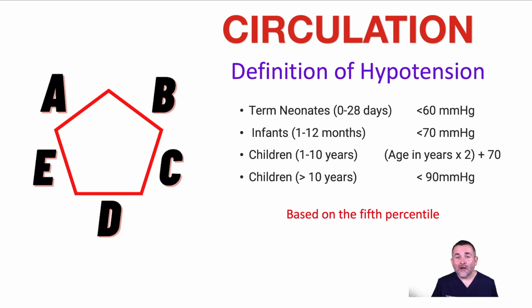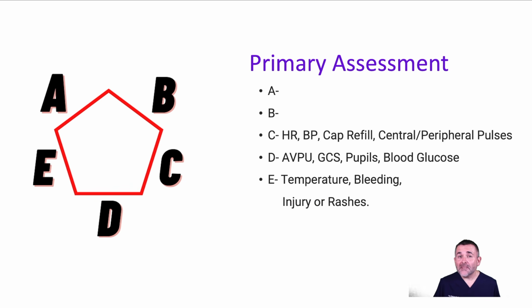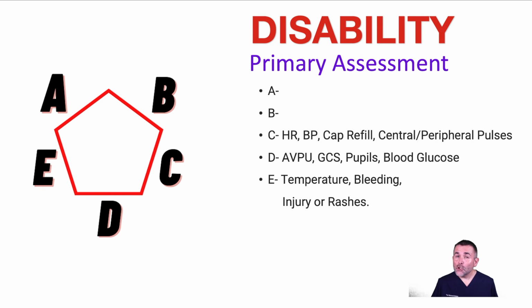The blood pressures are based on the 5th percentile. The 5th percentile is a systolic blood pressure that is lower than all but 5% of normal children. Under D, perform a disability assessment to quickly evaluate neurologic function using one of several tools to evaluate responsiveness and level of consciousness. Perform the evaluation towards the end of the primary assessment and repeat it during the secondary assessment to monitor for changes in the child's neurologic status.